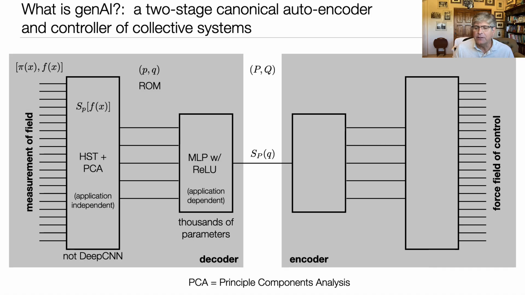The second stage is a multi-layer perceptron, an MLP, with rectified linear unit ReLU activation with thousands of parameters that estimates the canonical generating function. This forms the two-stage decoder. It is followed by a two-stage encoder. This approach to AI is solving a system of partial differential equations by a functional transformation to a domain where the motion is trivial, that is linear, then transforming back.